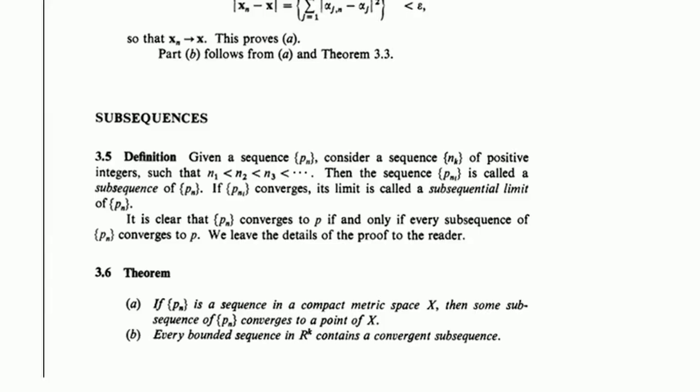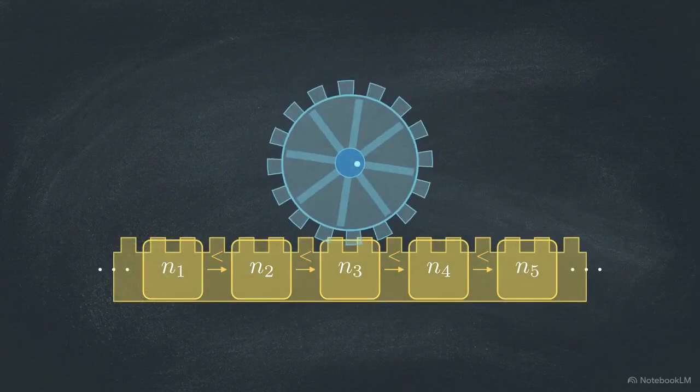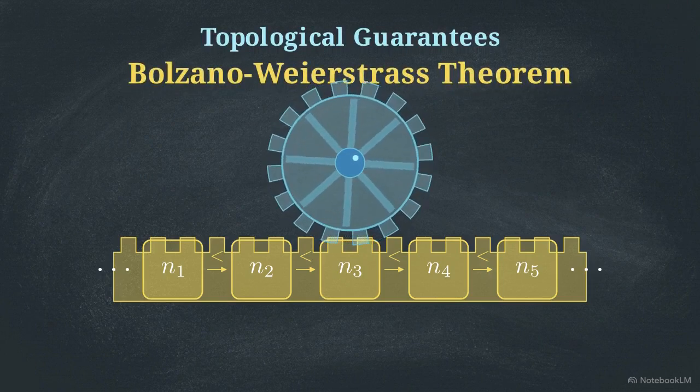it. Definition 3.5 in Rudin's Principles of Mathematical Analysis provides the rules for this extraction. Notice the restriction. We choose positive integers where n1 is strictly less than n2, less than n3. You must select terms without altering their original chronological order. This strict chronological selection rule is the precise mechanical engine that powers major topological guarantees, like the Bolzano-Weierstrass theorem.